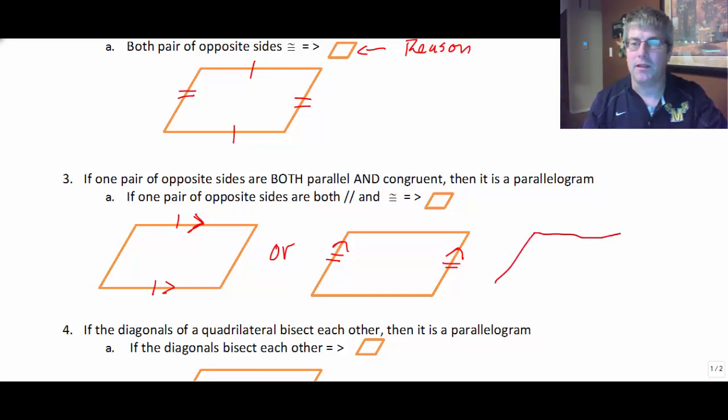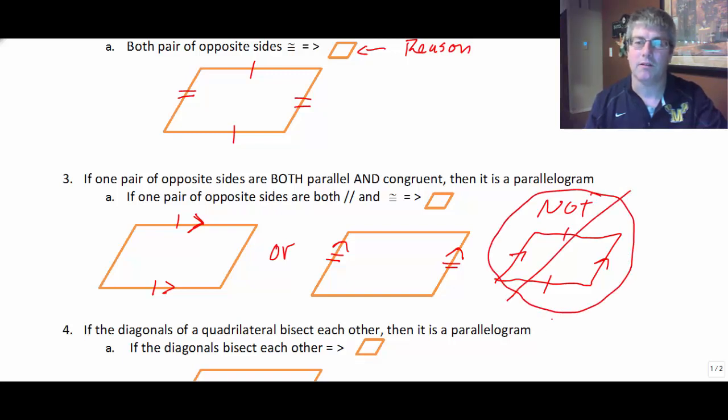That would also be a parallelogram. If you had something like this, one pair of opposite sides parallel, the other pair of opposite sides congruent, that is not a parallelogram. We have not proven that a parallelogram. In fact, that was an isosceles trapezoid.